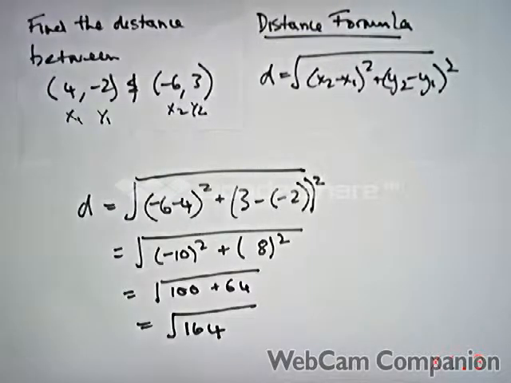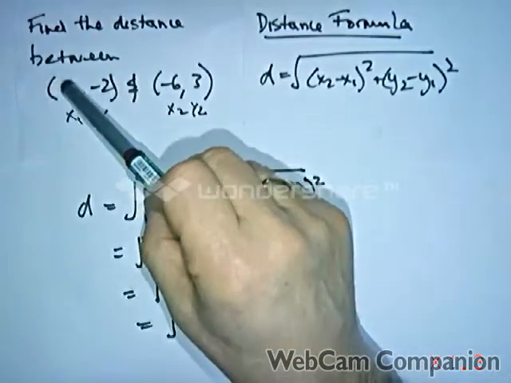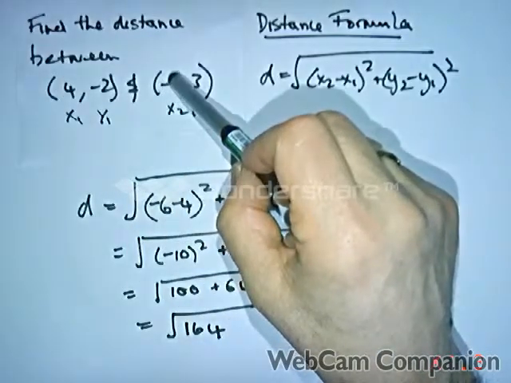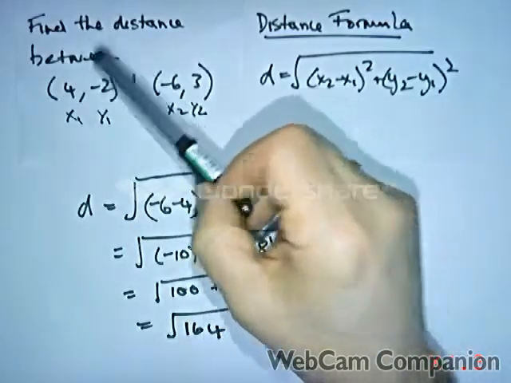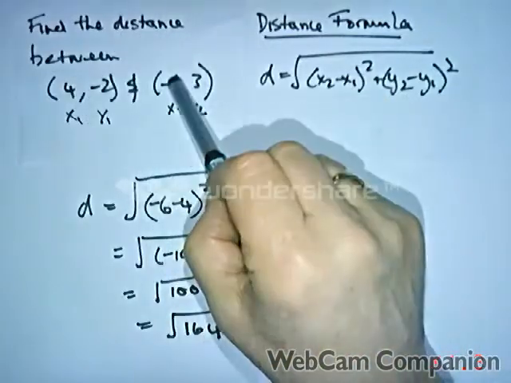plus 25, which is root 125. Now as I say, it wouldn't matter had we gone 4 minus minus 6, we'd have still got 100 in the end, and minus 2 minus 3. You must be consistent though.